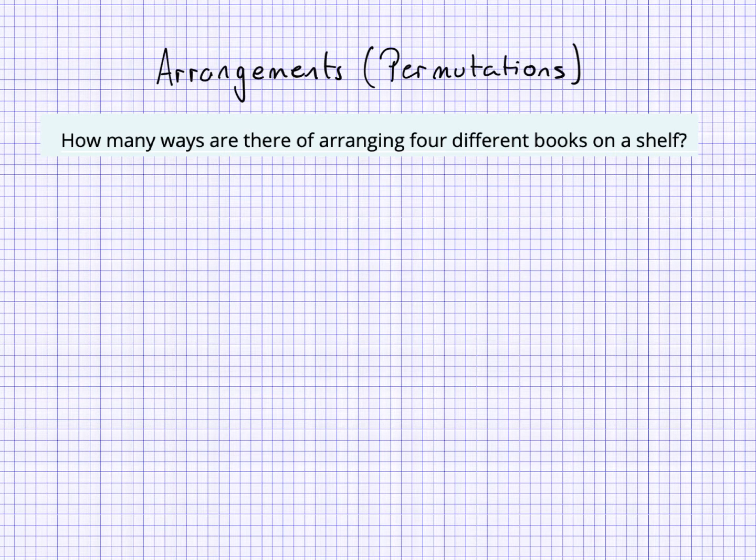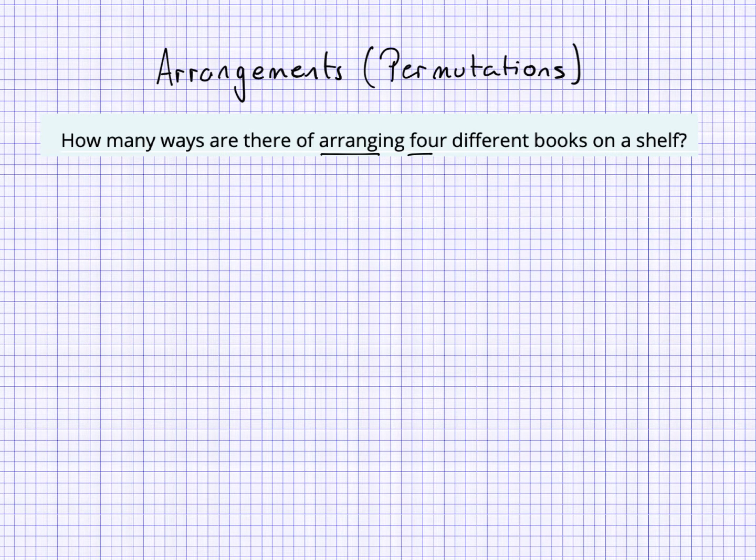All right. Welcome to this lesson on arrangements, otherwise known as permutations, which are separate from something else we do next lesson called combinations. So permutations are just arrangements. An example is, how many ways are there of arranging 4 different books on a shelf?